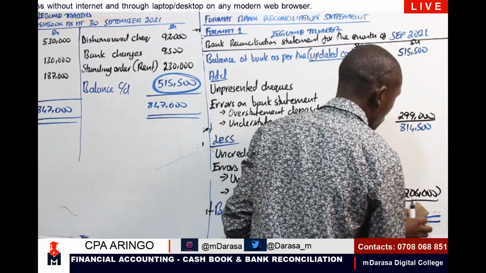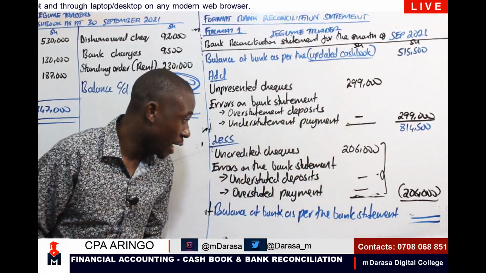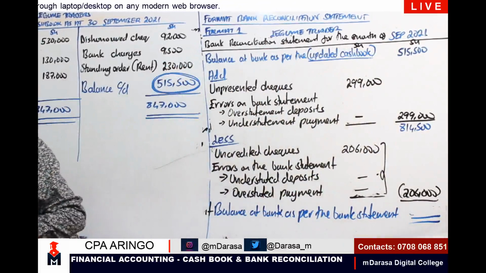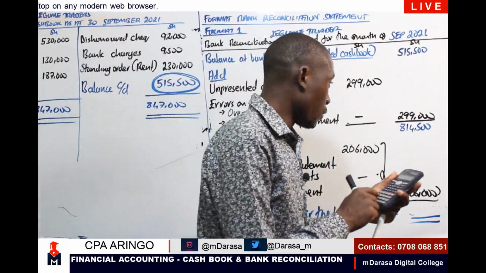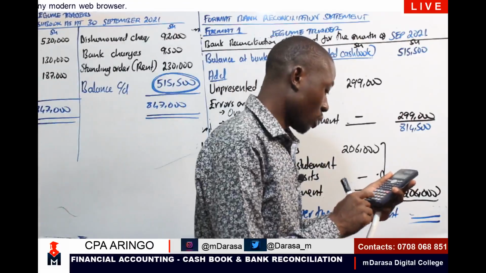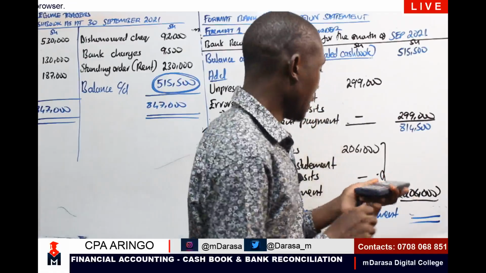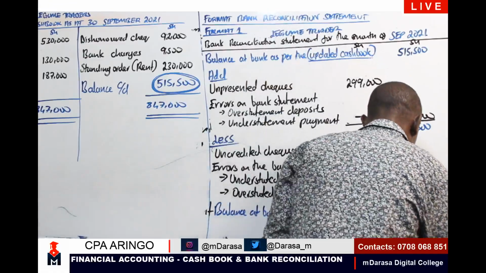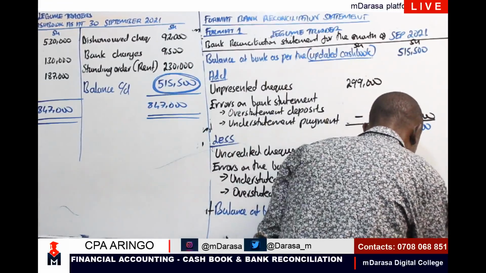So at the end of the day, my good students, what will you be having as balance at bank as per the bank statement, or rather as per the bank balance? In that case, I should be talking of 814,500 less 206,000 to give me a figure of how much? 608,500.